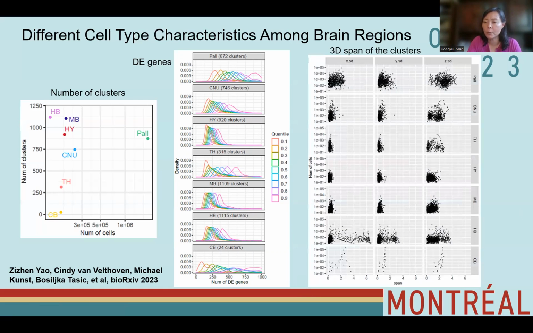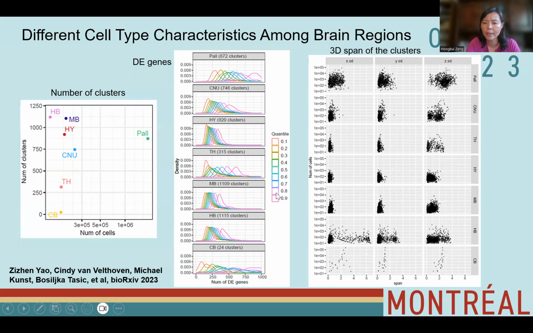Furthermore, by looking at the 3D spatial span of each cluster or cell type, we find that cell types or clusters from hypothalamus, midbrain, and parts of the hindbrain are very confined spatially to specific small regions or nuclei, whereas cell types and clusters from pallium structures and cerebellum are much more widely distributed.